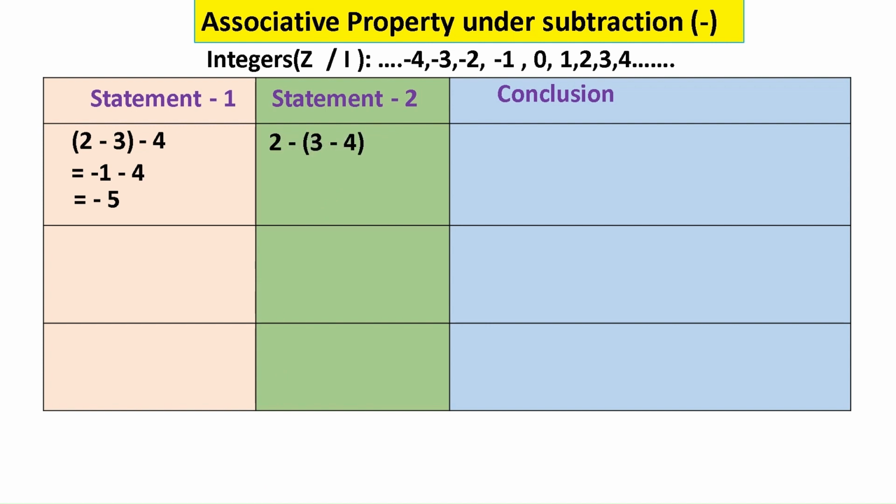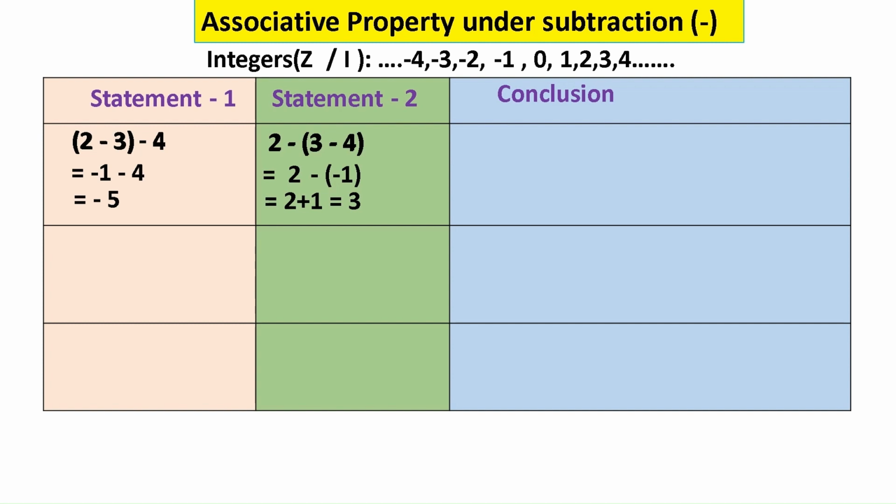Now subtract the last 2 integers here. Now 2 minus of 3 minus 4. 3 minus 4 is, we will get minus 1. So 2 minus of minus 1. We will get, minus of minus 1 is plus 1, and 2 plus 1 is plus 3.